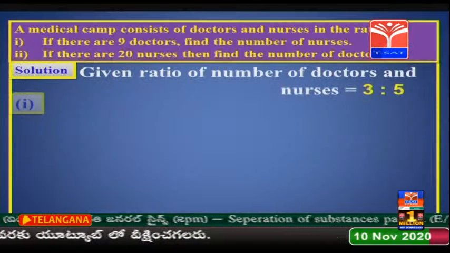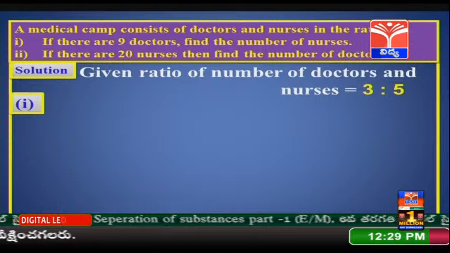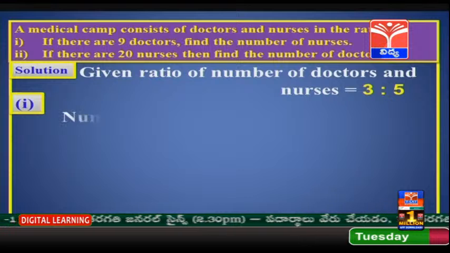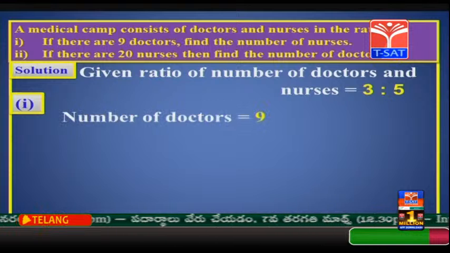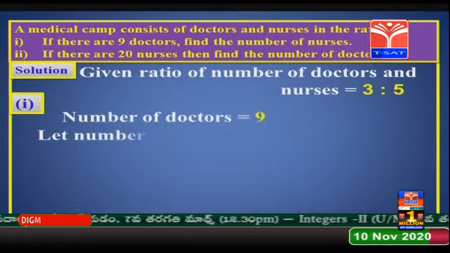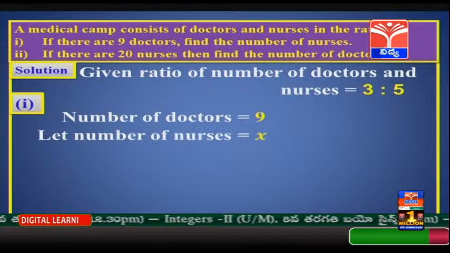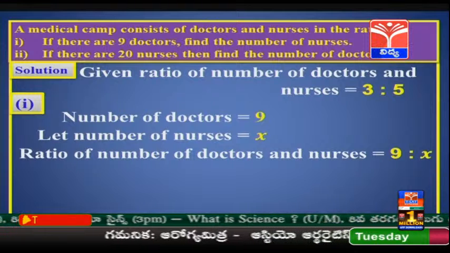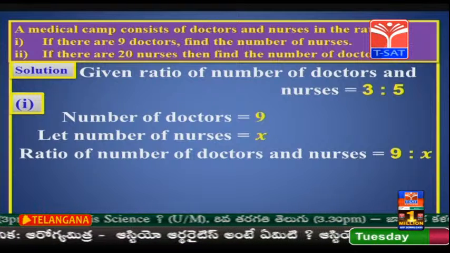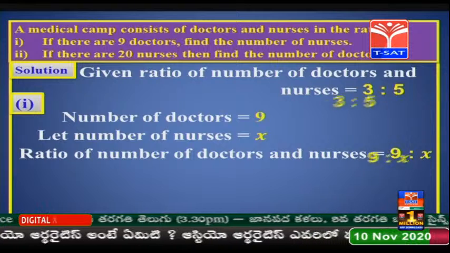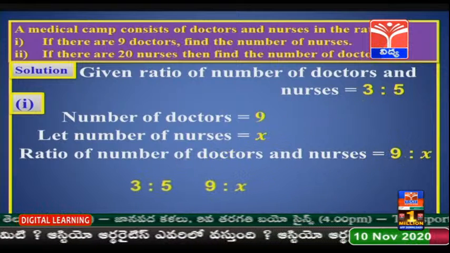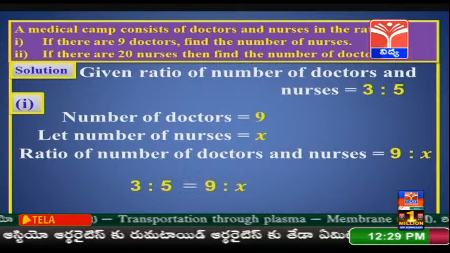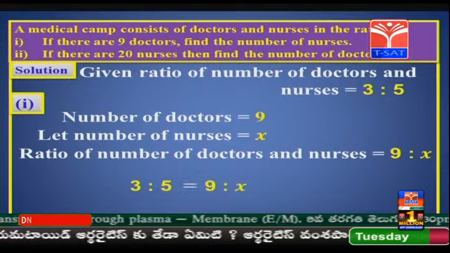So, what is given, children? The ratio of number of doctors to the number of nurses is given, that is 3:5. So, in the first case, the number of doctors is 9, whereas we have to find the number of nurses. So, we will assume it as x. Now, let us find the ratio of number of doctors and nurses, which is 9:x, and previously it is given as 3:5. So, these two ratios are in proportion, that means 3:5 equal to 9:x.